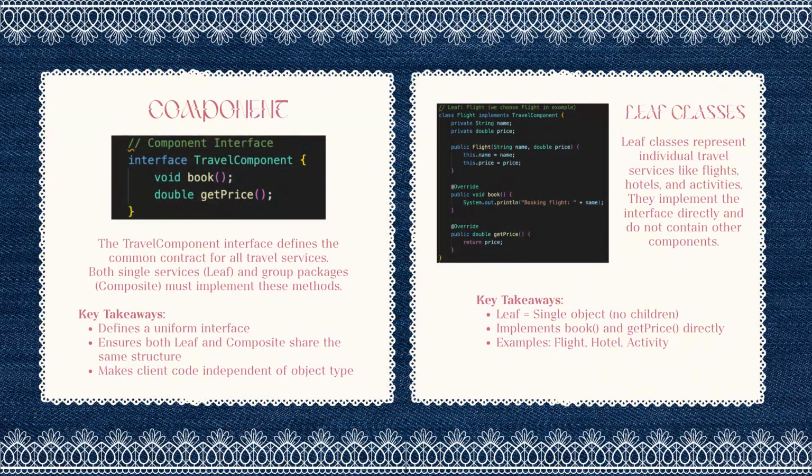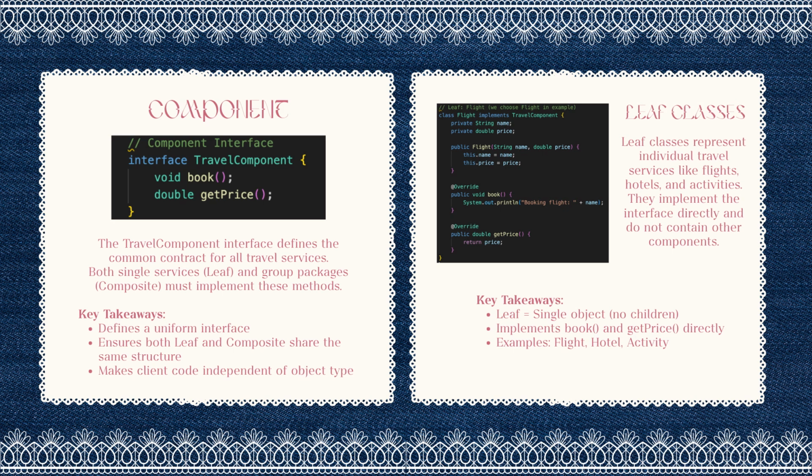And this UML is implemented in code. The first one is the component. In the first part, we have the travel component interface. It defines two methods: book for making a reservation and get price for returning the cost. This ensures that both simple services and full packages follow the same contract.